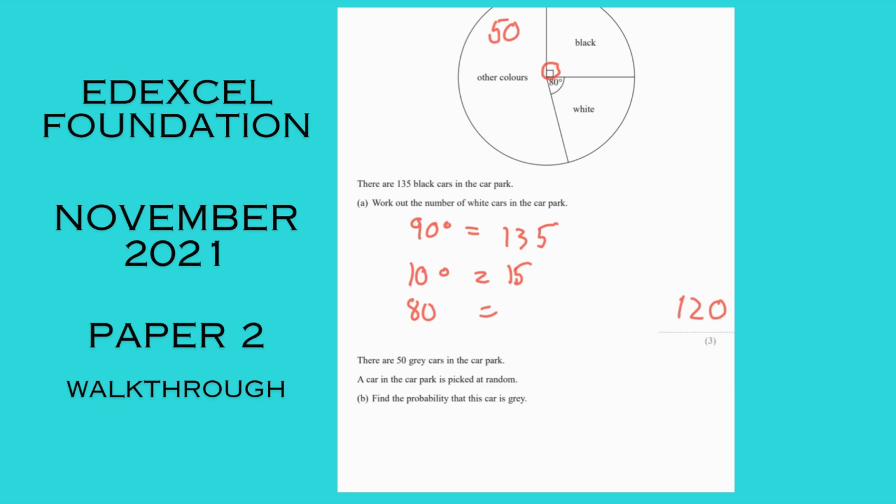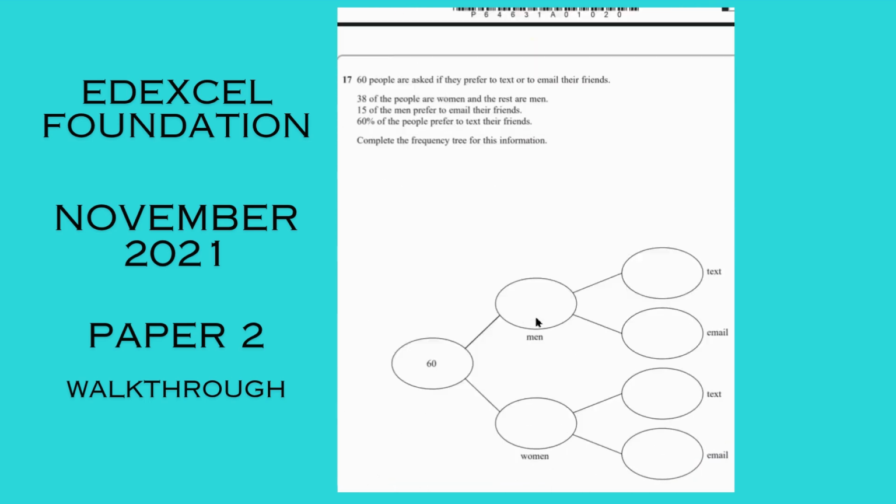Find the probability. So we know that 50 is going to be the numerator. What we don't know is the denominator. So the denominator for this one needs to be the total of what the pie chart represents. So we go back to part A, where we knew that a quarter of the information is 135. So take the 135 times it by 4, we get 540. It does not ask us to cancel it down, so don't waste your time.